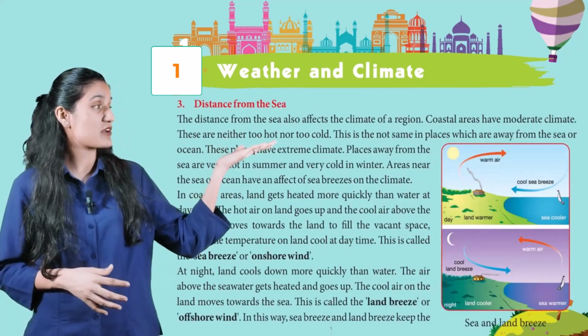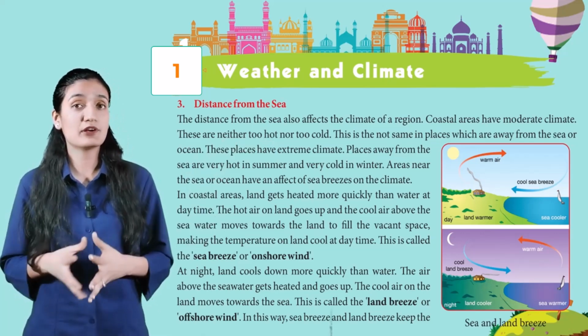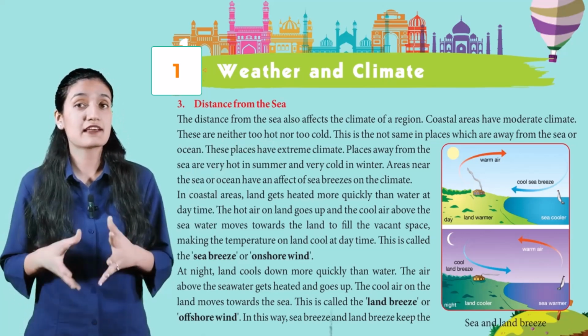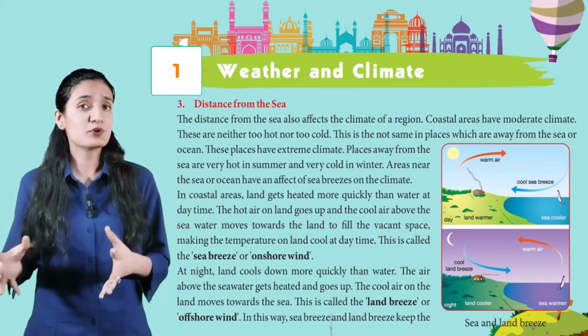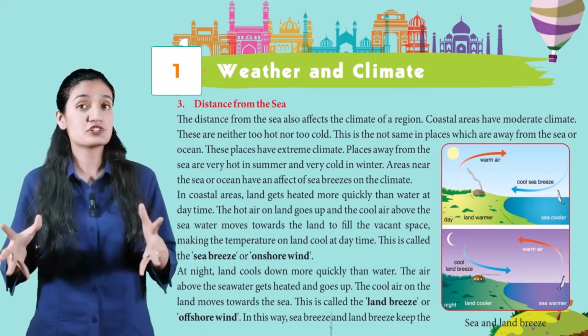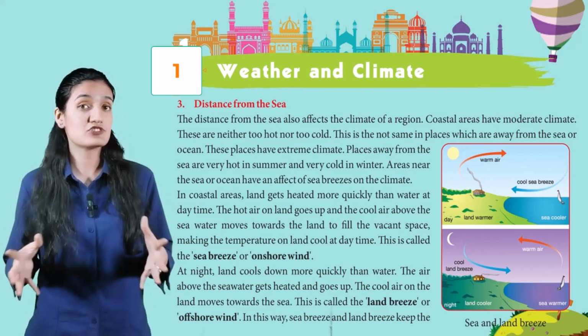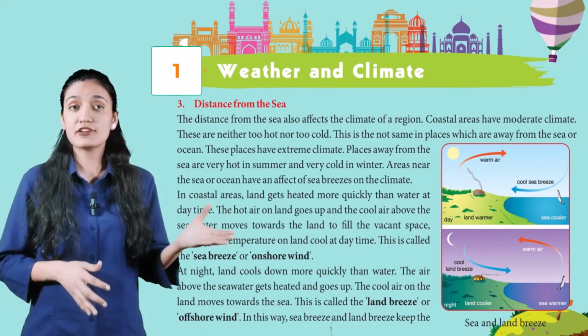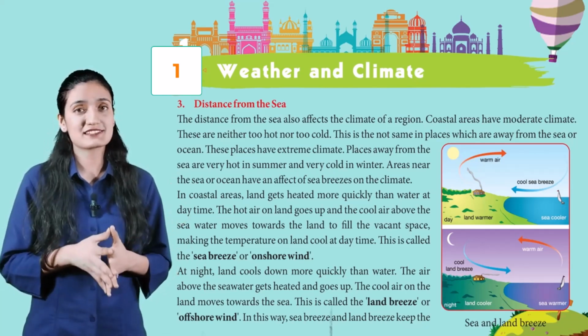Now, distance from the sea. The distance from the sea also affects the climate of a region. Coastal areas have moderate climate. These are neither too hot nor too cold. This is not same in places which are away from the sea or ocean. These places have extreme climate. Places away from the sea are very hot in summers and very cold in winters.